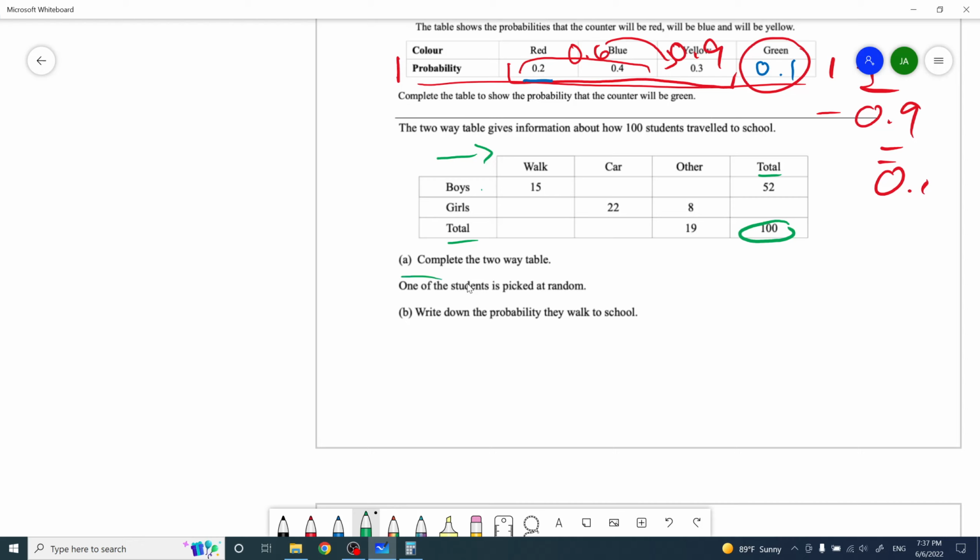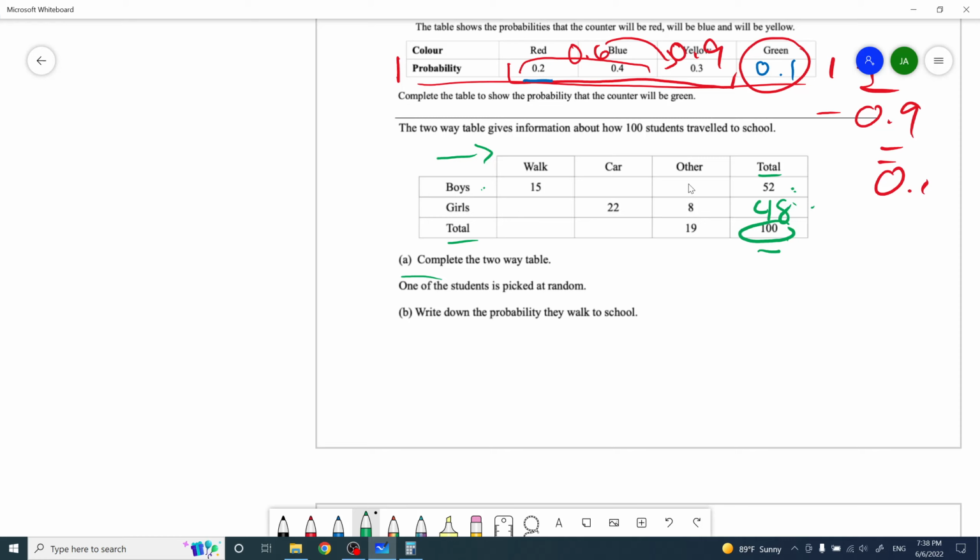Part A is to complete the two-way table. So if I see that there are 100 students in total, and that they have 52 boys here, this would mean there are 52 boys. How many girls are there in total? We simply take 100 minus 52, which is going to give us 48. And now, essentially what we're going to be doing is we're just going to fill in these rows and columns that are missing one square or one cell.